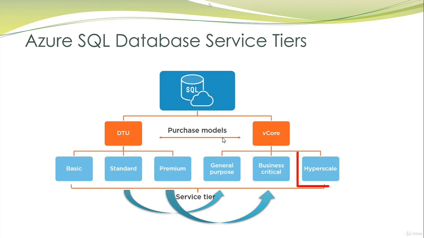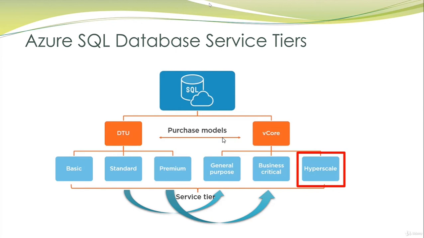The last service tier is Hyperscale. This is primarily intended for customers who have large databases up to 100 terabytes in size. The other two service tiers, general purpose and business critical, host databases up to 4 terabytes in size.